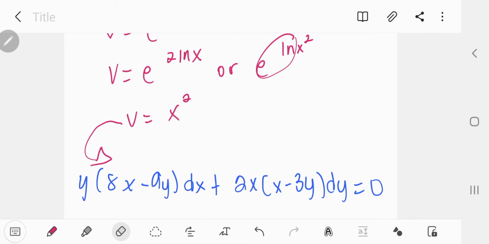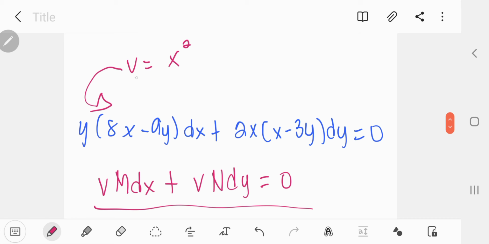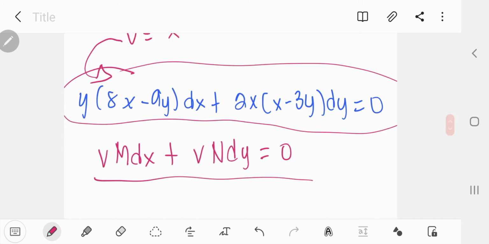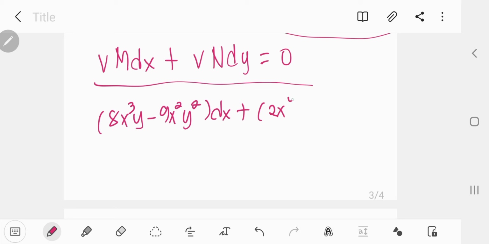In order for us to get the exact equation, let us use the formula b M dx plus b N dy is equal to 0. Let us multiply b to this equation. So we have (8x cubed y minus 9x squared y squared) dx plus (2x raised to 4 minus 6x cubed y) dy is equal to 0.